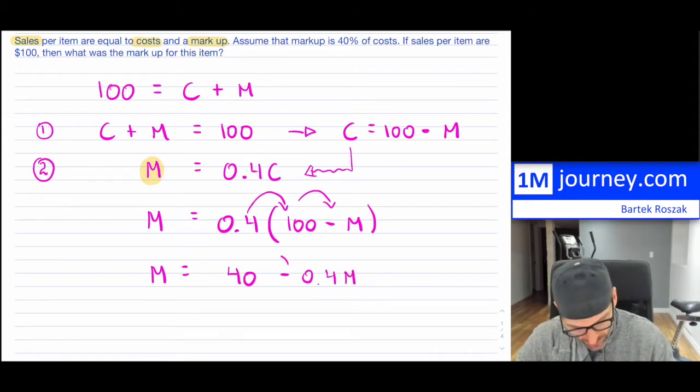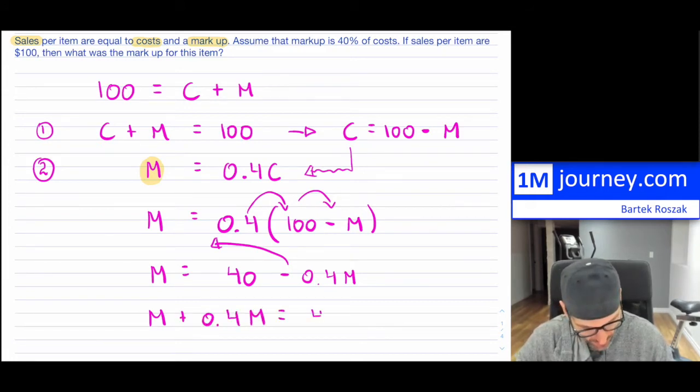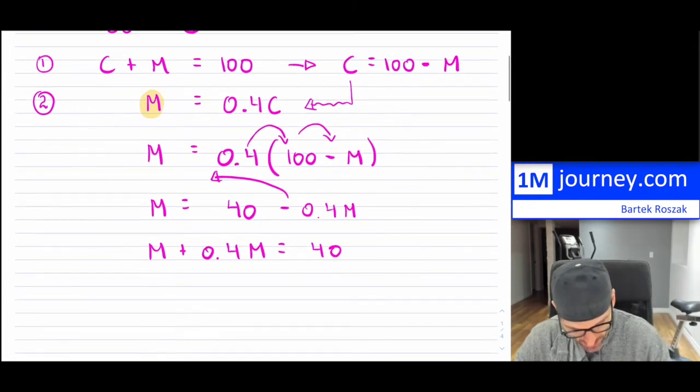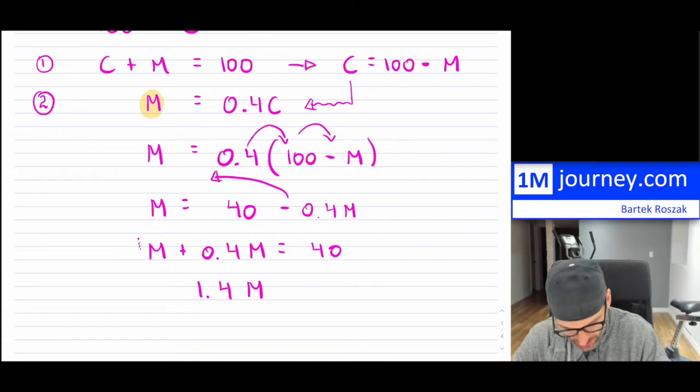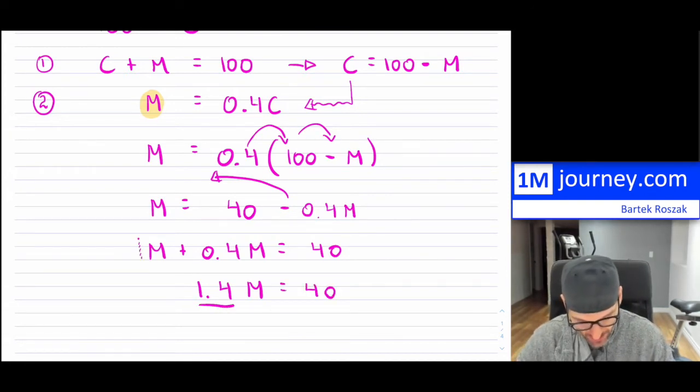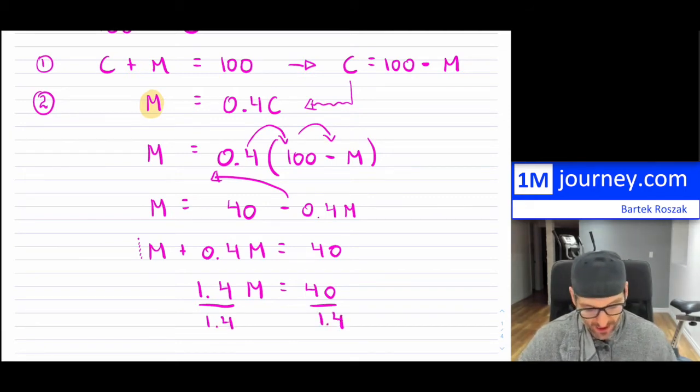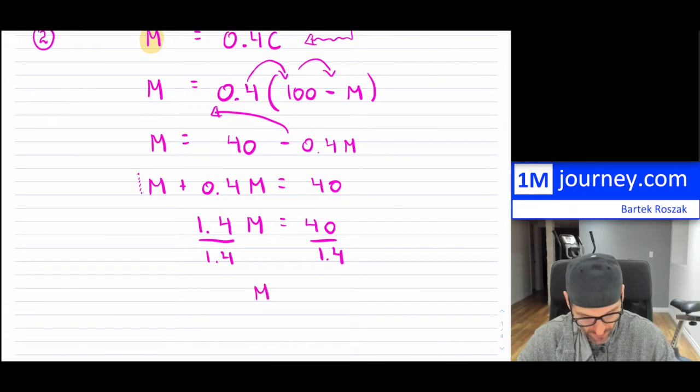Now bring that over to the other side, and I'll get M plus 0.4M is equal to 40, or simply 1.4M. Don't forget there's a 1 when you're collecting these like terms. Now dividing both sides by 1.4, and there we go. We can solve what M is.